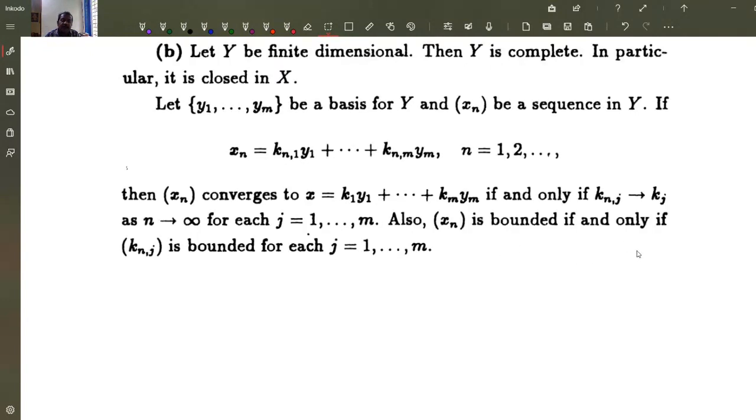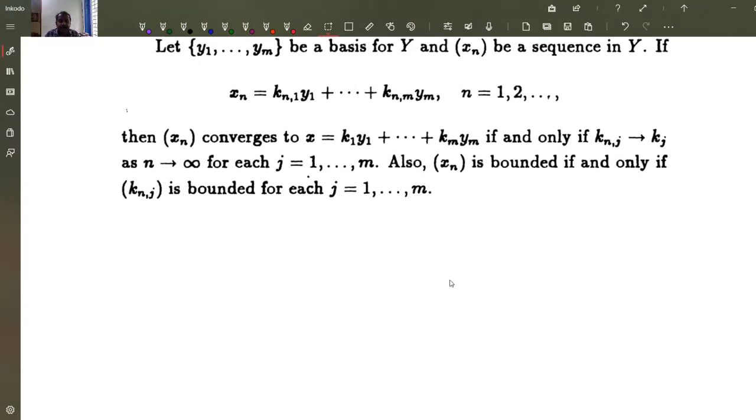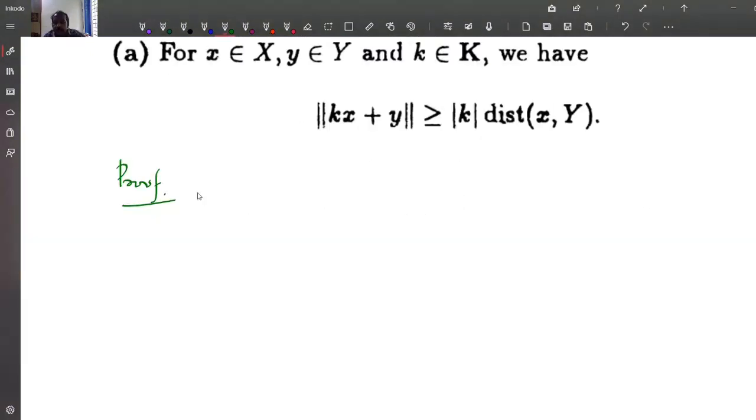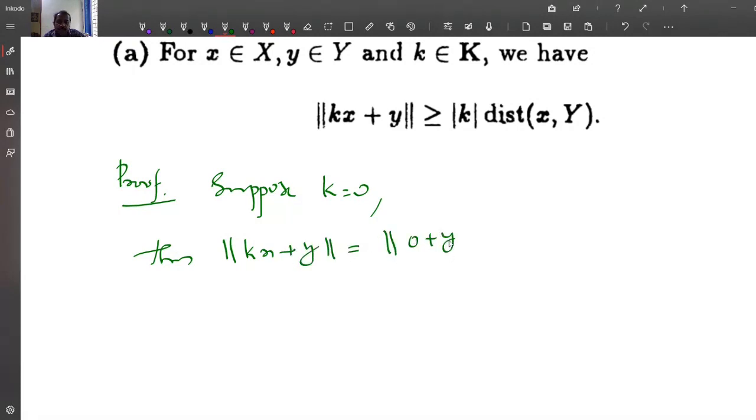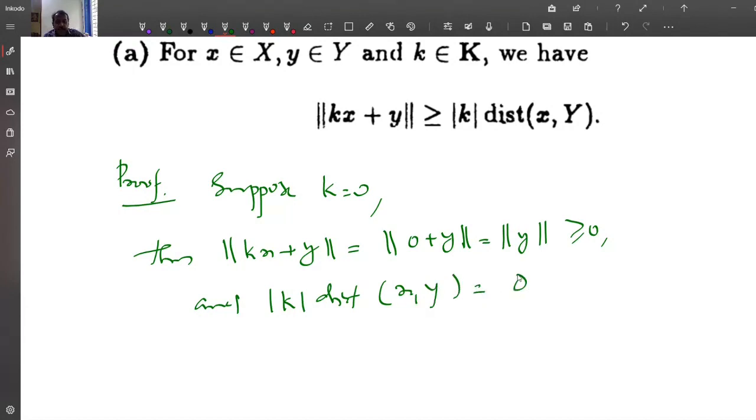Also xn is bounded if and only if knj is bounded for j equal to 1 to m. Now we prove the first part. So suppose that k is equal to 0. Then norm of kx plus y equals norm of 0 plus y, so that is equal to norm y. And you know that this is greater than or equal to 0, and modulus of k times distance between x and y equals 0 because k is 0. Therefore, this inequality holds in the case of k equal to 0.